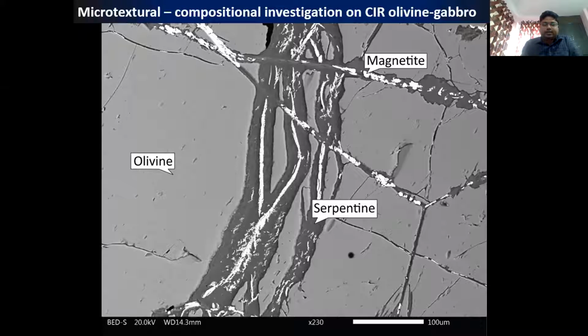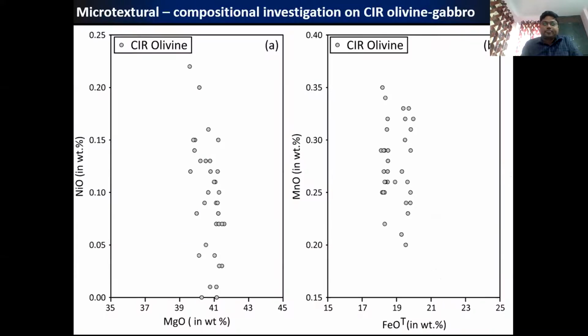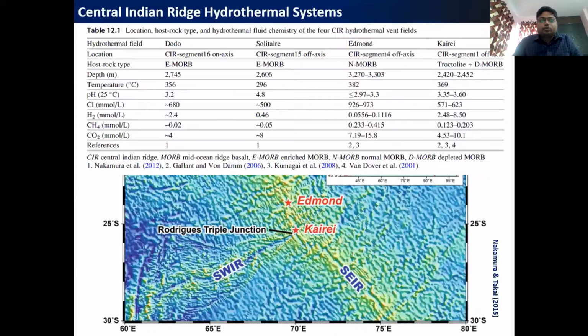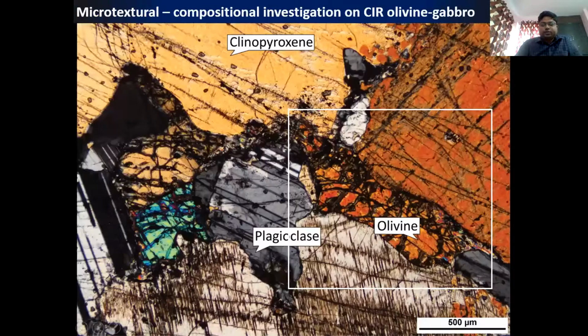And yes, the thing that I wanted to show you earlier. If you come here, you see that the temperature of this hydrothermal vent is close to this, so close to the 330 region, so close to serpentinization reactions. In all cases, it is 356, 296, 328, and 369. So now let's proceed.